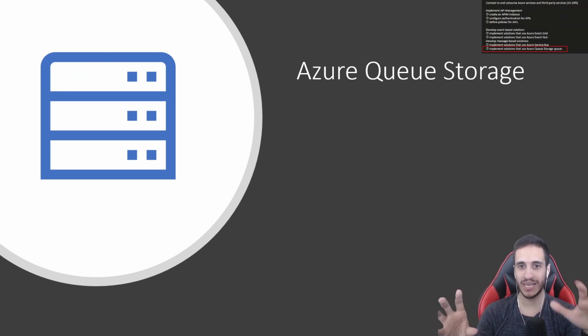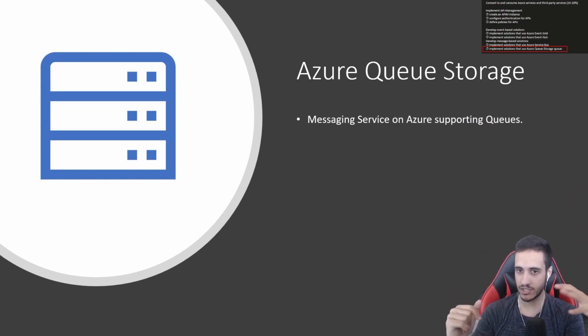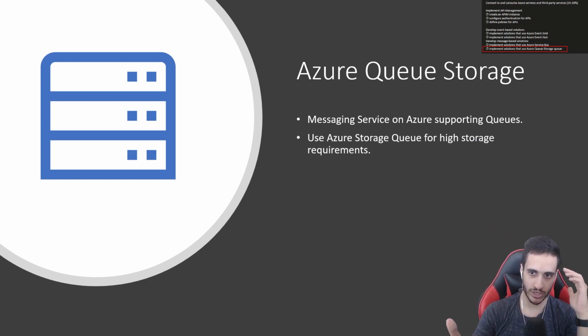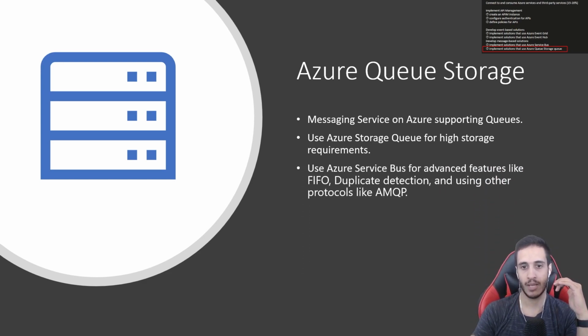Last but not least, I will quickly skim through Azure Queue Storage, which is essentially the same as Azure Service Bus Queue, but the difference is that Service Bus Queue is essentially a premium version of Azure Queue Storage. So again, it is a messaging service on Azure that supports queues, and you would use Azure Queue Storage if you have very high storage requirements, and it actually supports more storage than Azure Service Bus Queue. Now, you would use Azure Service Bus for advanced features like first in, first out of the messages. Okay, and I go through this in greater detail in the video I linked.